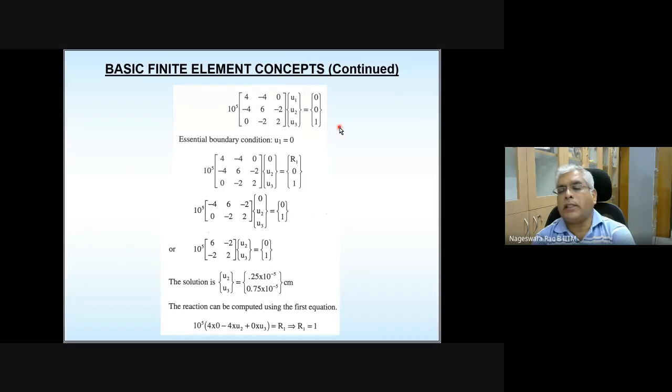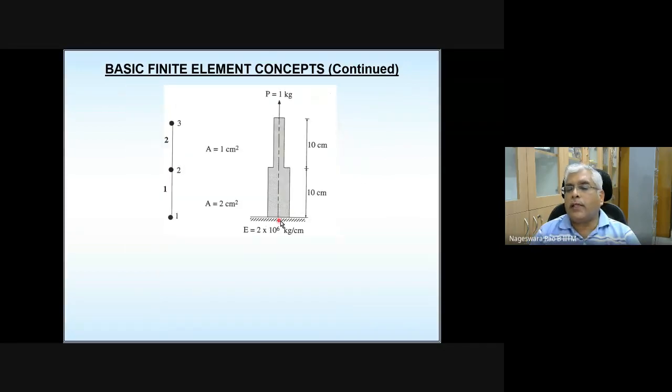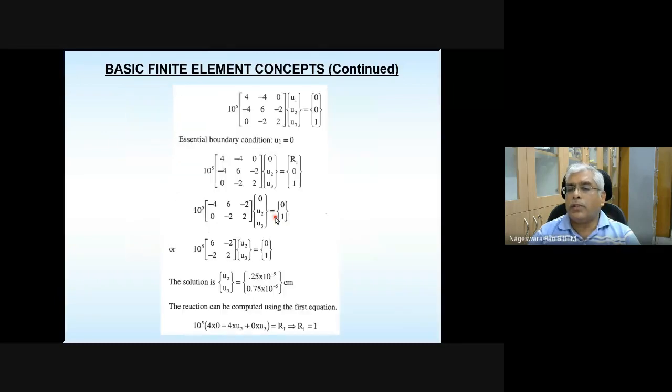So the global equation system we obtained. Now we need to substitute the essential boundary condition. The essential boundary condition we need to substitute is that node 1 is fixed. So u1 is equal to 0. You substitute that, u1 is equal to 0.